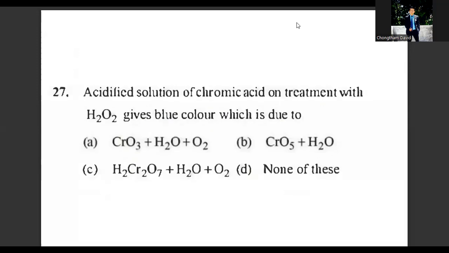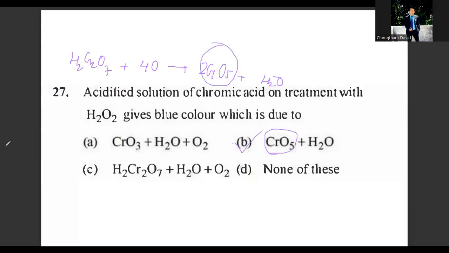Acidified solution of chromic acid on treatment with peroxide gives blue color. It is due to, see, when you write the reaction, you can find out that this chromic acid undergoes oxidation. H2Cr2O7 plus nascent oxygen gives a blue peroxide of chromium plus water molecule. So the answer for question number 27 would be B. This is blue in color.